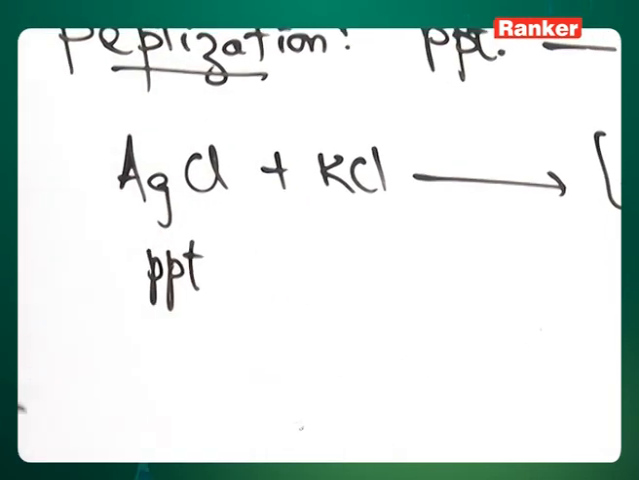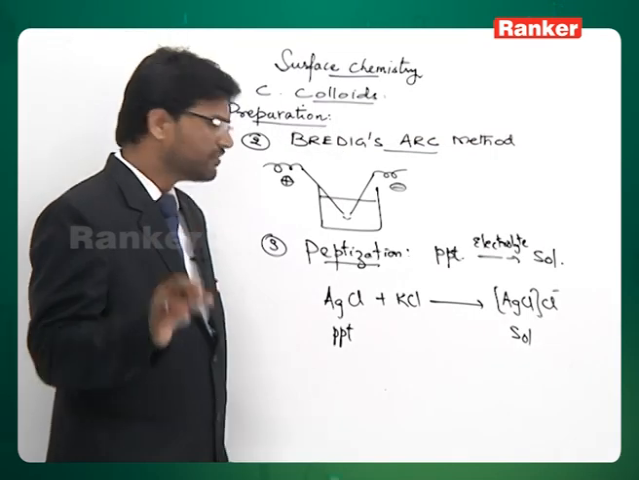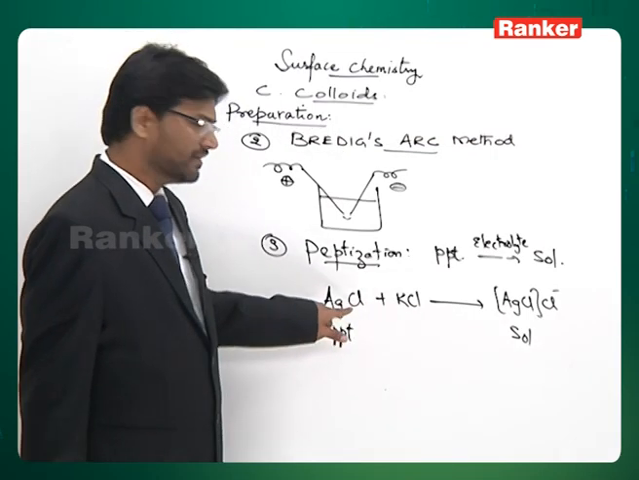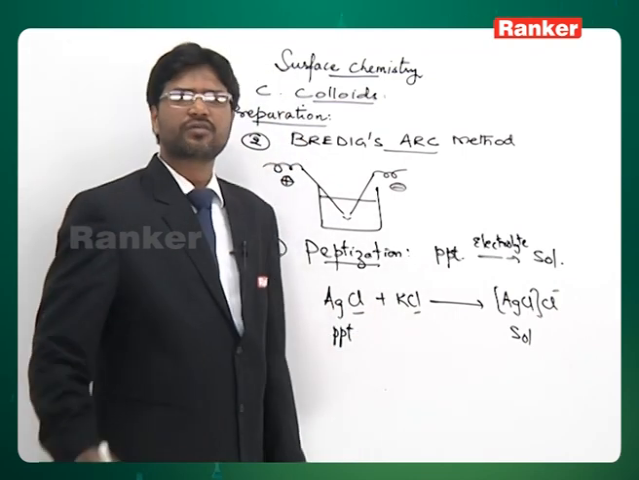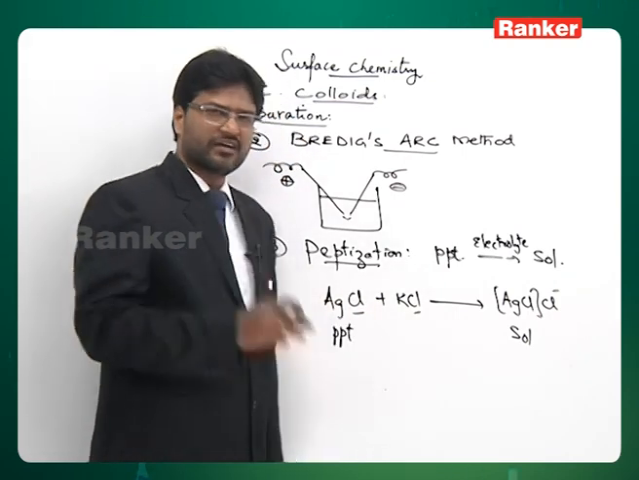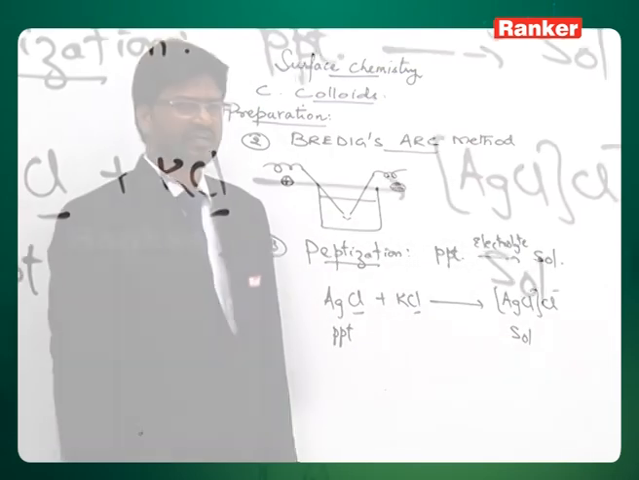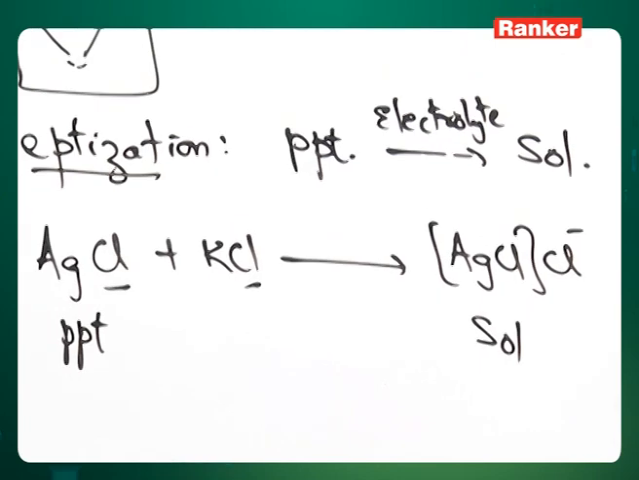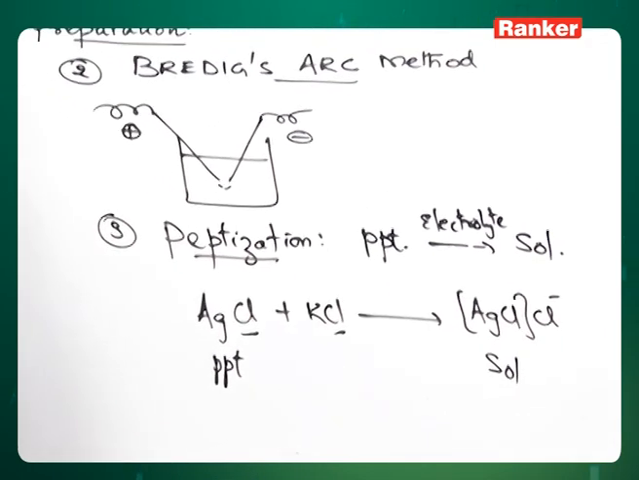What we need to do is take the precipitate and add a small amount of electrolyte and see to it that the electrolyte has a common ion. Here the common ion is chloride. Chloride is a common ion. So shake it with an electrolyte having a common ion and you get a colloidal solution. This type of technique is called as peptization. Transformation of precipitate into colloidal solution is called as peptization.